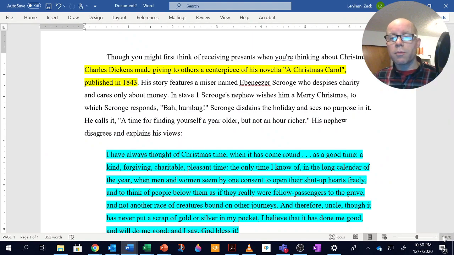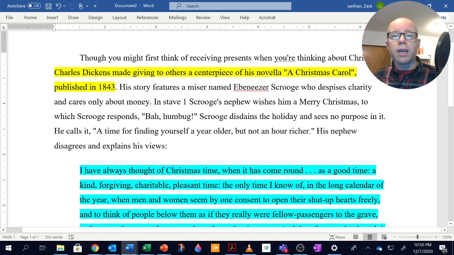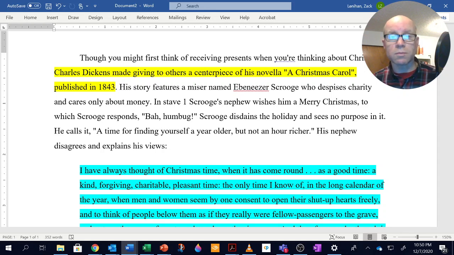So I've color-coded some of my response. I don't want you to do that in your own writing. I do that so that things are a little bit more clear for you. And here's how I start off. Though you might first think of receiving presents when you're thinking about Christmas, Charles Dickens made giving to others a centerpiece of his novella, A Christmas Carol, published in 1843. That's highlighted in yellow because that includes my author, Charles Dickens, my text type, novella, my title, A Christmas Carol, and the publication date, 1843.